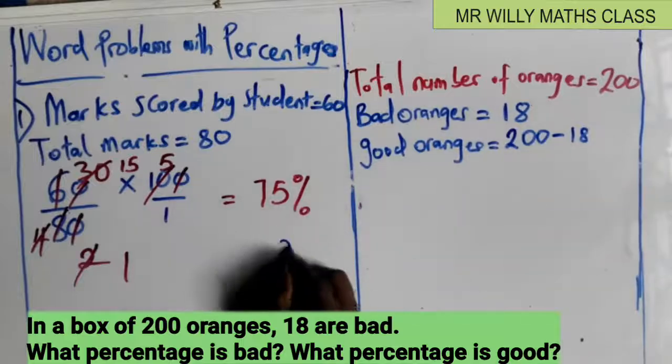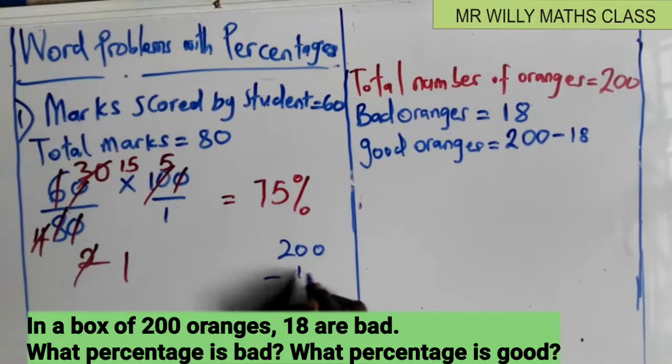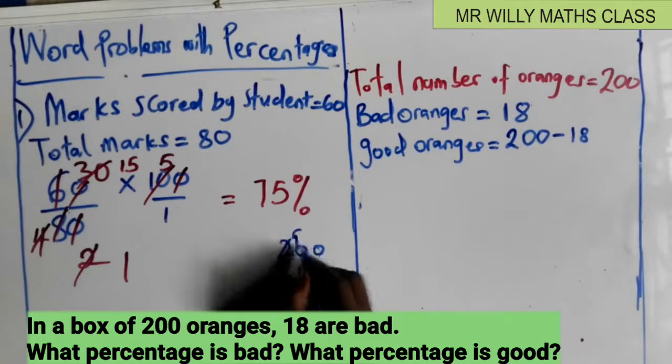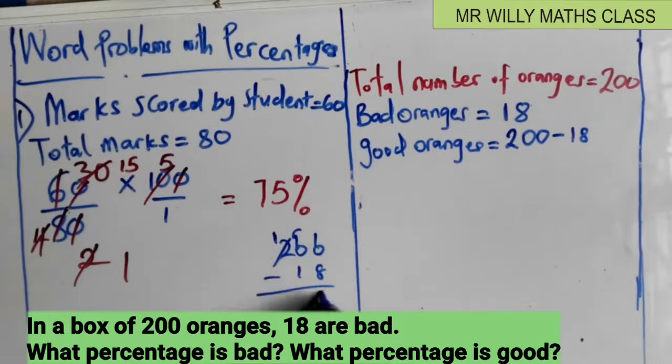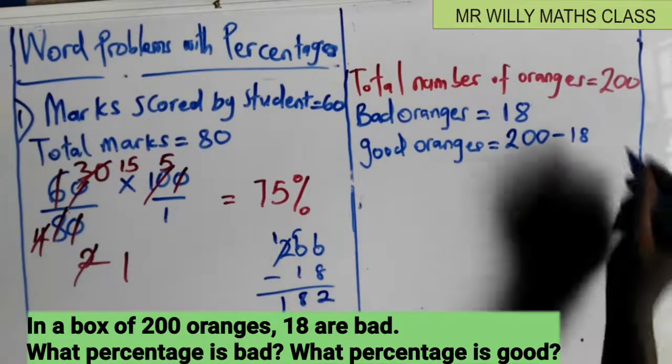Let's do our rough calculation here. That will be 200 minus 18. Now 0 minus 8 is not possible. Borrow 1. This one will be 9. This one will be 10. 10 minus 8, that will be what? That will be 2. 9 minus 1, that will be what? That will be 8. And you have 1. So 200 minus 18 is 182.